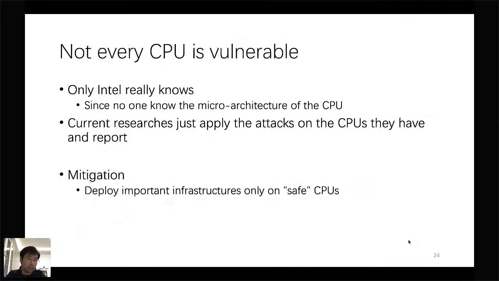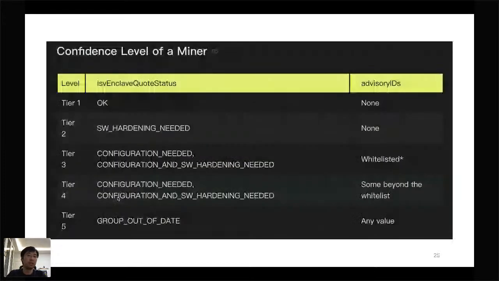First, as I have pointed out, not every CPU is vulnerable to Spectre, Meltdown, and the other variants, and only Intel really knows which CPU is vulnerable. So our corresponding mitigation is that we only deploy the important infrastructure of Phala Network on safe CPUs. Yes, this is why we propose the confidential level of the miner.